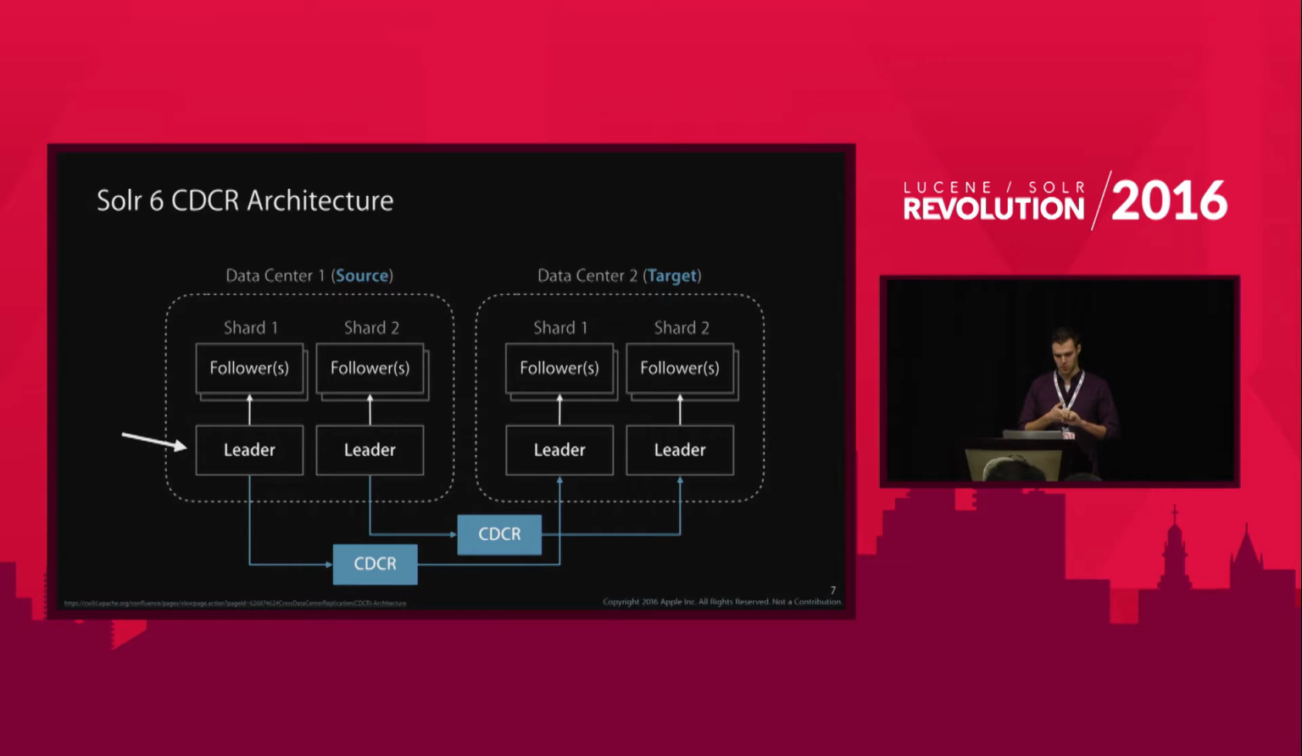And the typical way that updates are processed in a single cluster is they come in, they're sent to the leader of a shard. That leader will version the update and forward it to the followers. And in the cross-data center replication mode, it's also going to forward that via this CDCR machinery to the leader in the target data center.